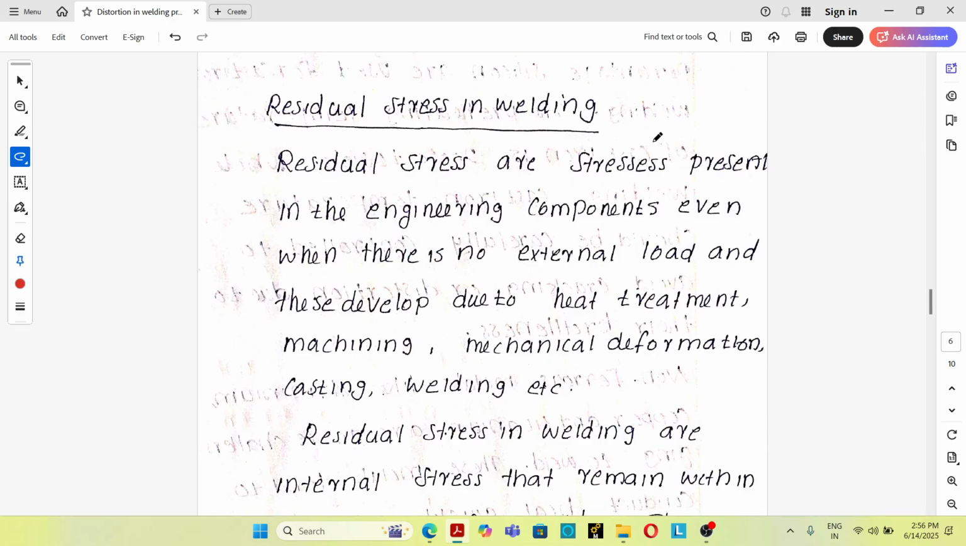What is the concept of residual stress? See, residual stress are stress present in the engineering component even when there is no external load, and these develop due to heat treatment, machining, mechanical deformation, casting, welding.